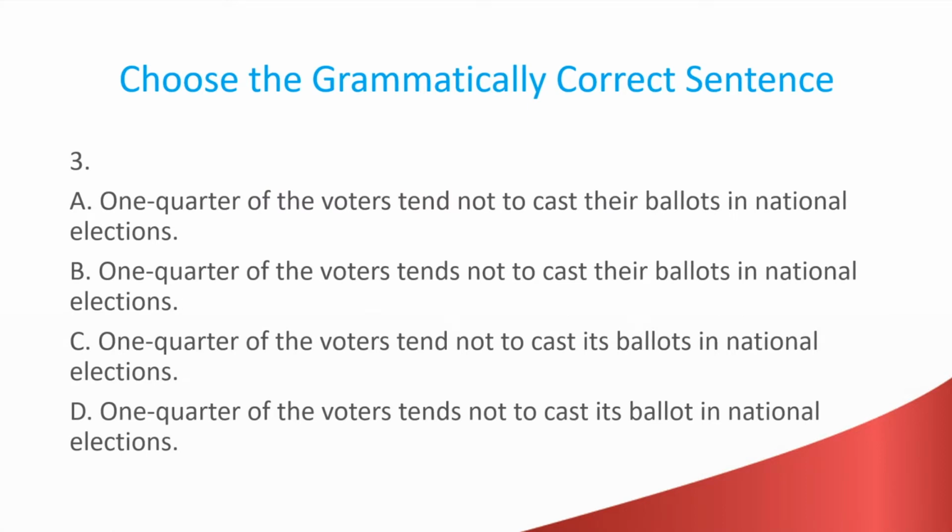Okay, so number 3. A, one-fourth of the voters tend not to cast their ballots in national elections, or B, one-fourth of the voters tends not to cast their ballots in national elections. C, one-fourth of the voters tend not to cast its ballots in national elections. And D, one-fourth of the voters tend not to cast its ballot in national elections. Oh gosh. Oh, okay. At first I thought there were 2 sentences there the same until I noticed the difference. Okay. They're all different. So I'll give you a minute there to check them all out and see.